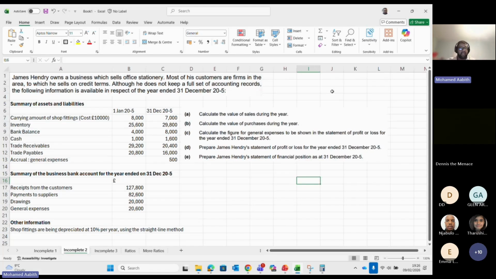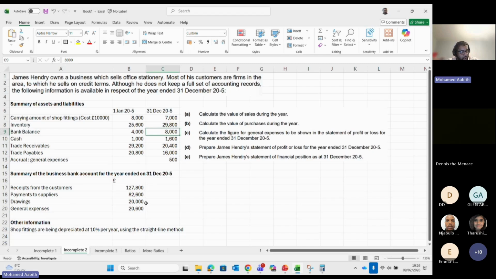So what we see here, we have got opening balance, closing balance, opening balance, closing balance, and so on. We have some numbers at the beginning of the year and some numbers from the end of the year. So we consider this 2025 because we already finished that last year. So we'll be able to think about how I'm going to do this. They're asking you here, calculate the value of sales.